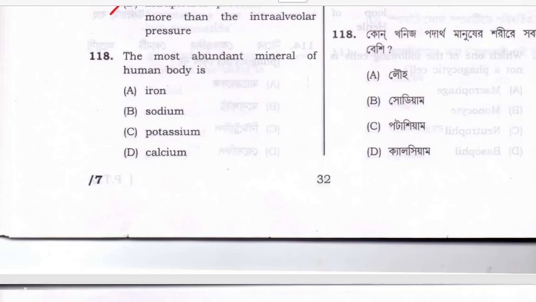Next is the most abundant mineral in the human body: iron, sodium, potassium, calcium. So the most abundant mineral is calcium.